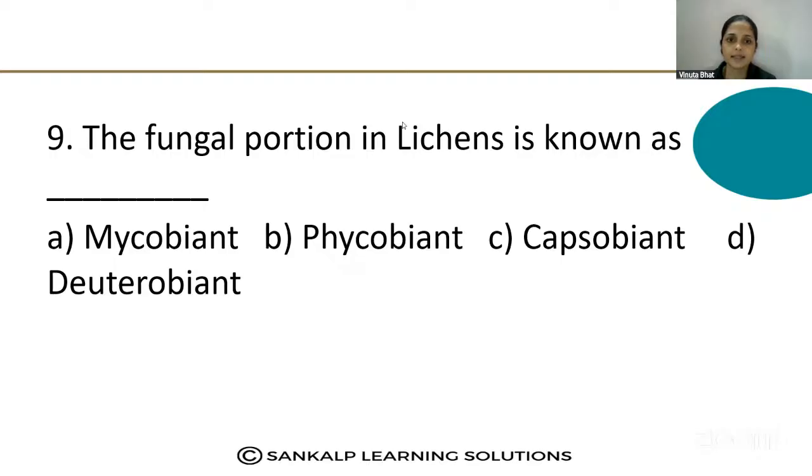Here, lichen is formed by association of the fungi and the algae, right? So here the fungal portion is called the mycobiont and the algal portion is called the phycobiont. These two terminologies, phycobiont and mycobiont, are very important. Please note down the question.